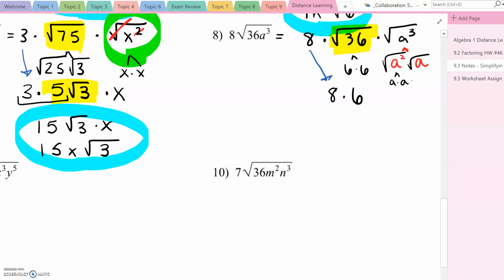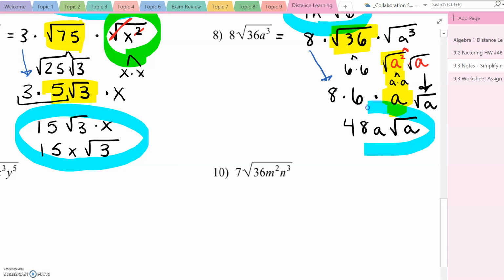And square root of a does not simplify. So this square root of a squared simplifies down for us as just a. And this square root of a stays underneath the square root because we cannot simplify that. So we have 8 times 6 times a square root of a. 8 times 6 is 48, so we have 48a times the square root of a as our final answer here on number 8.